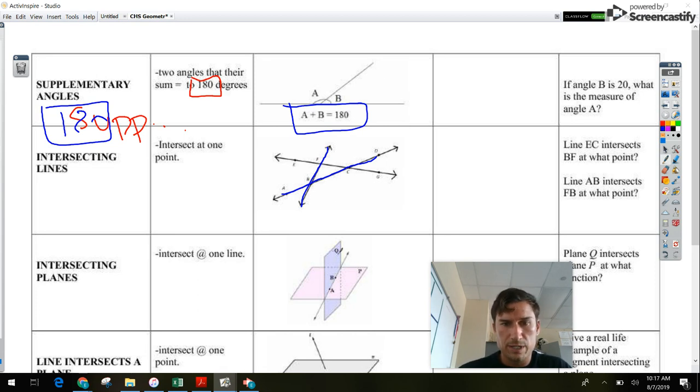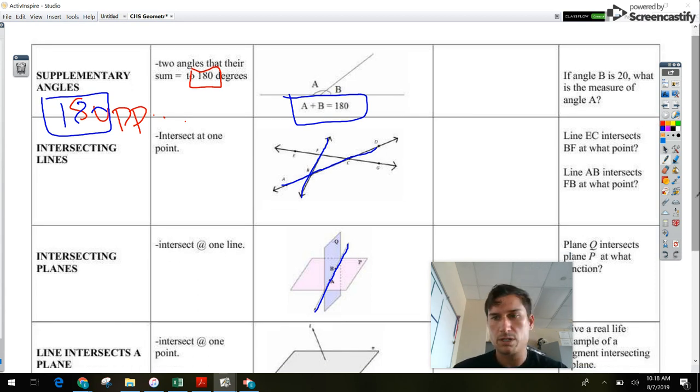If we have plane Q and plane P, they intersect on line BA. So make sure those are two good concepts as well.